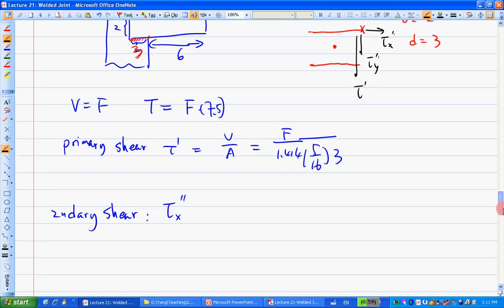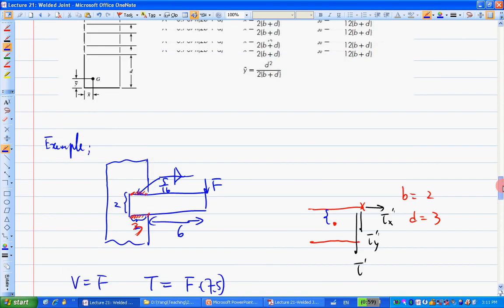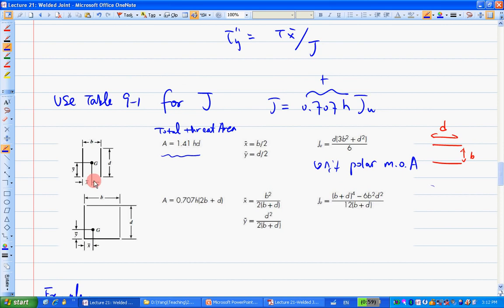So what is the tau x double prime, based on the geometry here? That's T times R over J. So the question is, what's R? R is which one? Is this, right? So what's this distance? Go to the table. It's this one, x bar. X bar is what? B over 2. Okay?